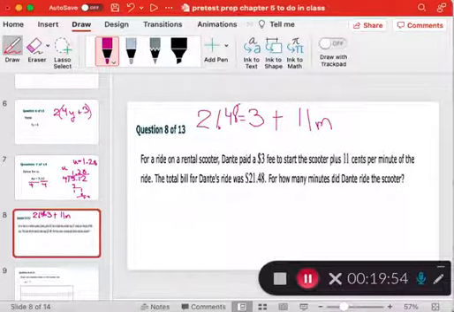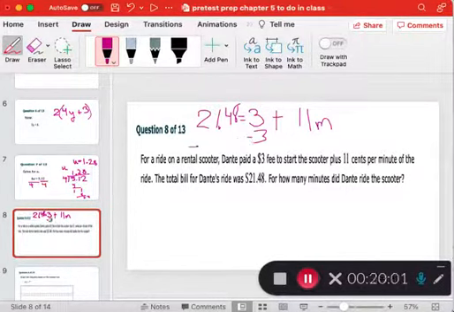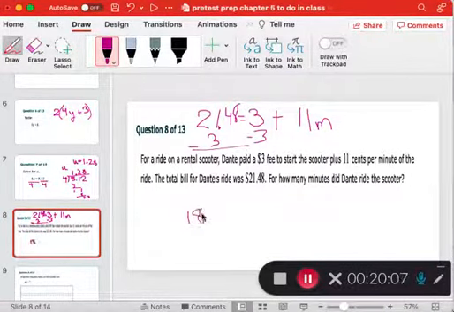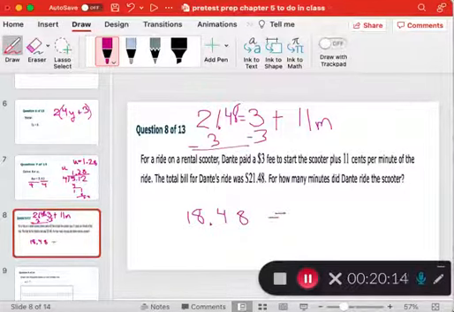Okay, so now you can see that to solve it, you would subtract the 3 from both sides. And we're going to get 18.48, and that's going to be equal to 11m. Okay, so you're going to divide it by 11. We're going to divide both sides by 11.